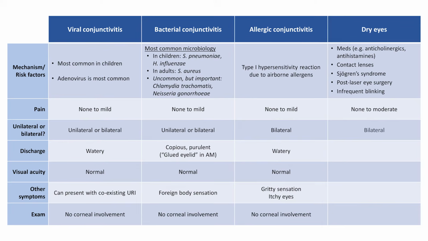It's usually bilateral. There is often paradoxical watery discharge. Visual acuity can be normal or decreased. Patients can report foreign body, gritty, or itchy sensations. And in this case, on exam, there can sometimes be concurrent corneal pathology.